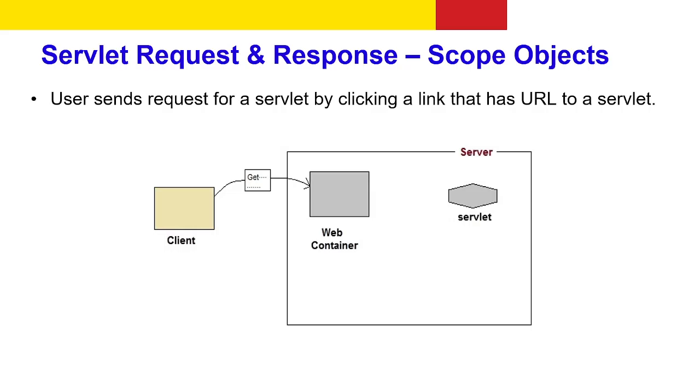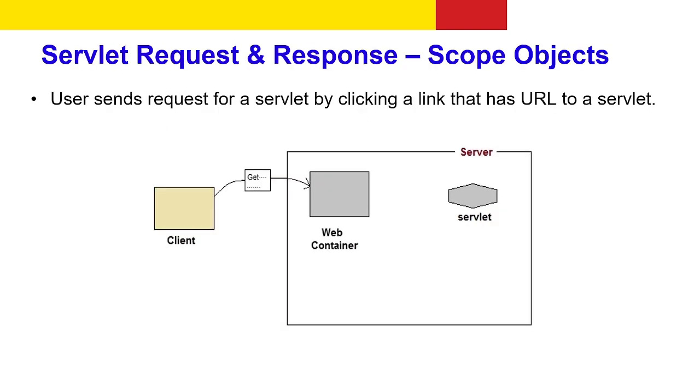So how does it actually work? You can see in the diagram here, the user sends a request for a servlet by clicking a link that has a URL to a servlet. For example, the form action we have given: form action equals login servlet. That's the URL of the servlet. So you click on that particular button, and the client is making a request. It can be a get or post.